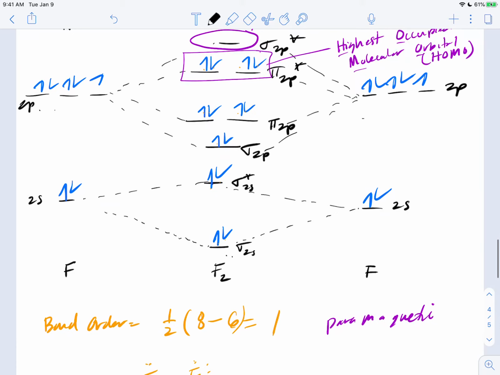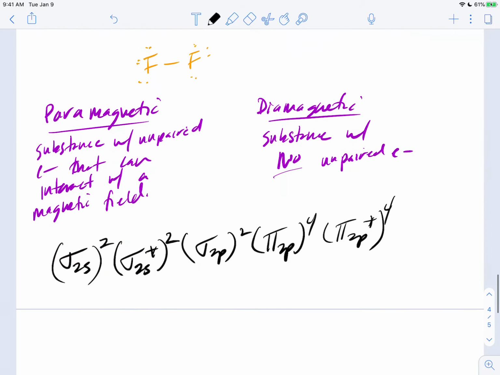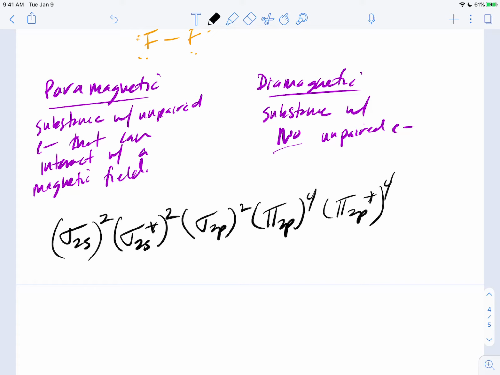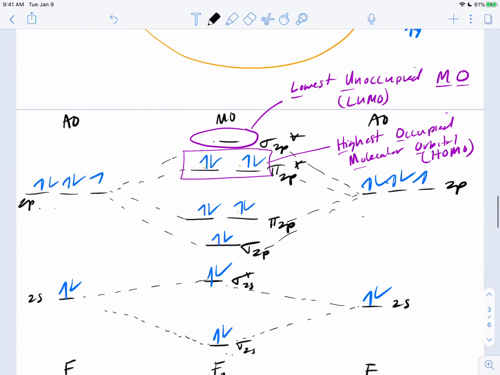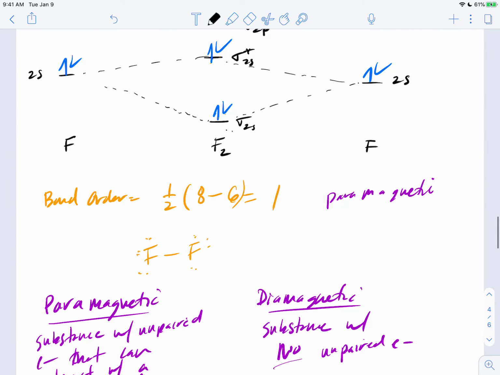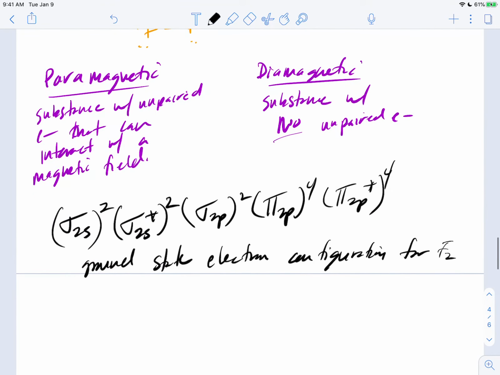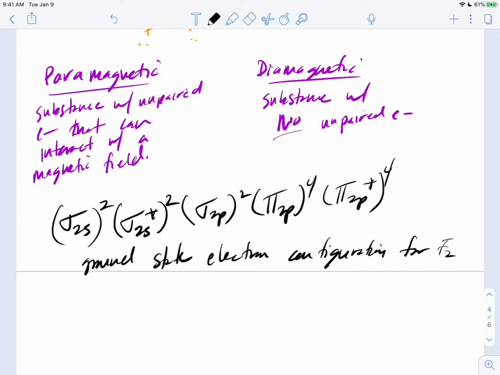Okay, so that is a summary. This is the ground state configuration, or ground state. So we call this the ground state electron configuration for F2. So I could ask you that, and you'd have to draw this diagram, and then what's the bond order? Will it interact with the magnetic field, or is it para or diamagnetic? And then what's the ground state electron configuration? You should be able to answer all of those questions.